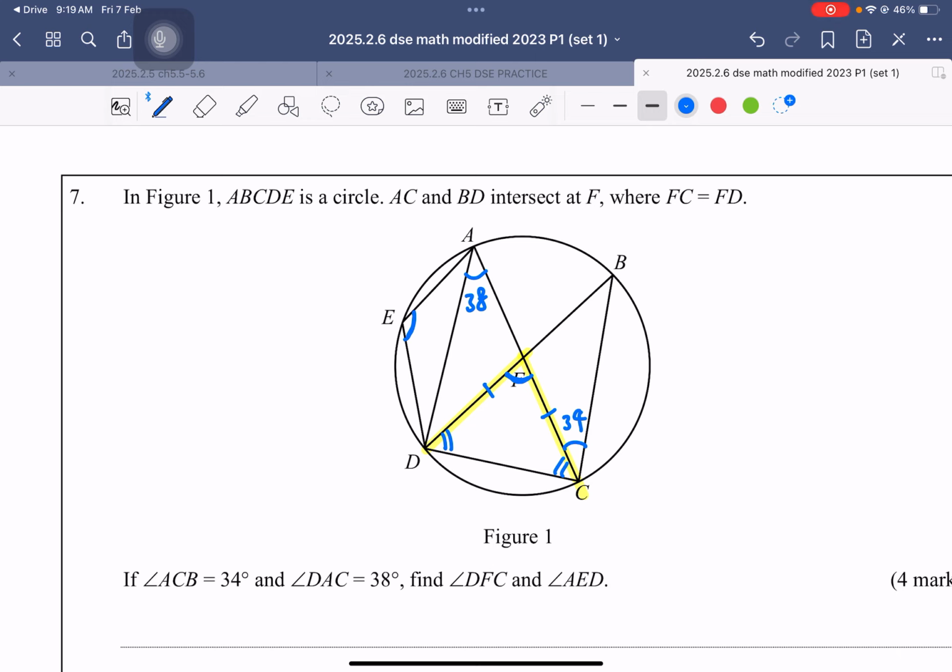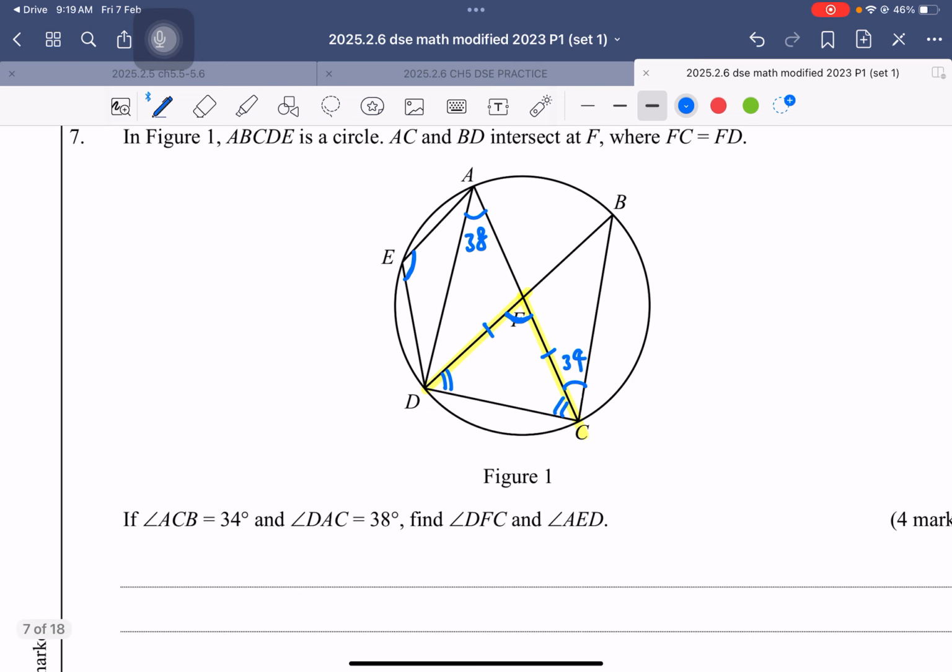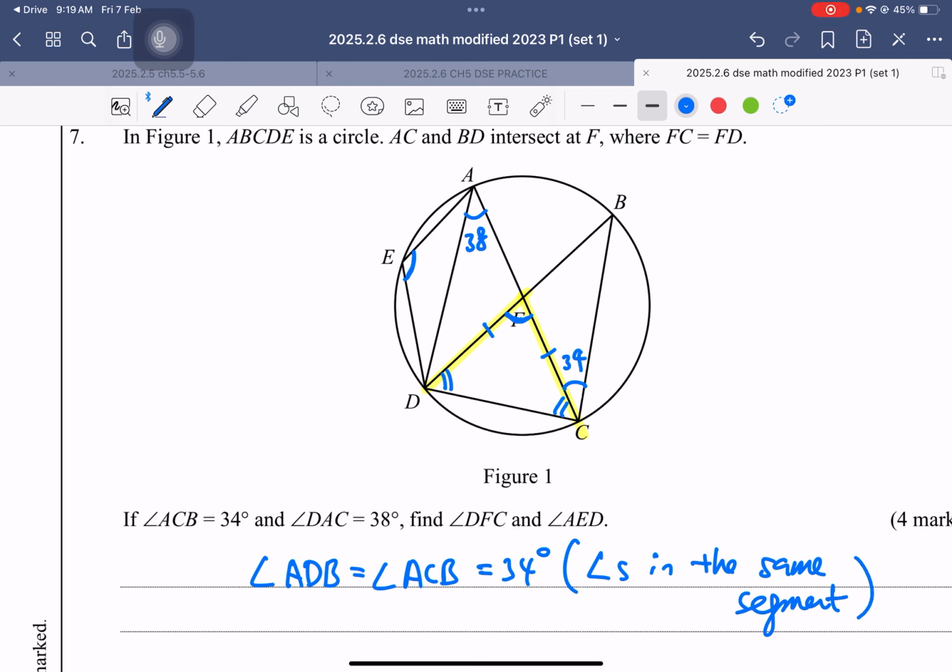So what are we going to do for these 2 questions? What do you think? Butterfly. So first of all, I can say angle ADB is equal to angle ACB, isn't it? So it's equal to 34 degrees. What's the reason there? Angles in the same segment. So this is giving you 34 as well.